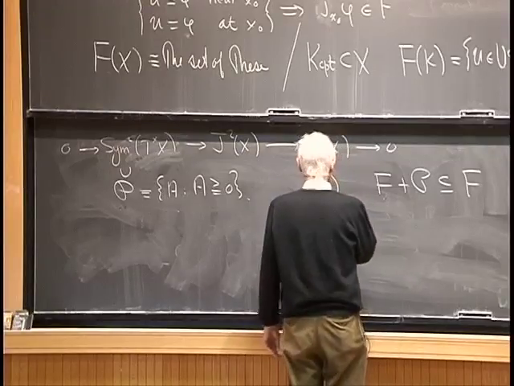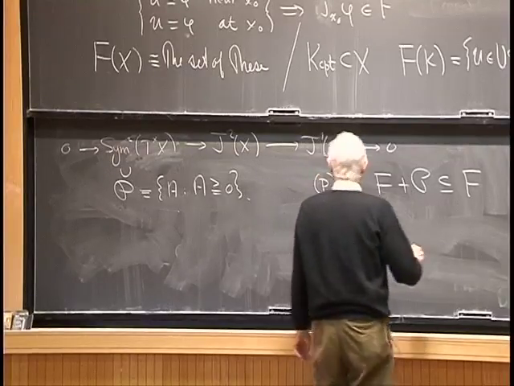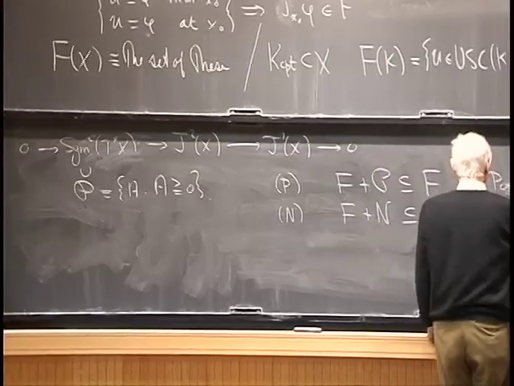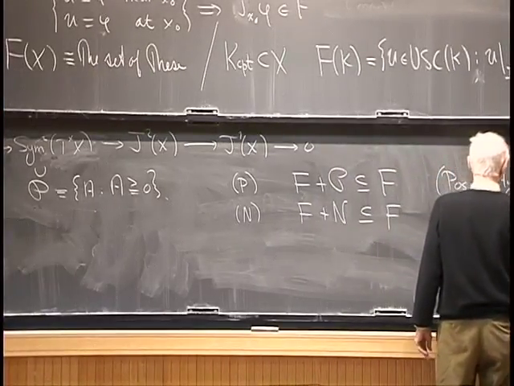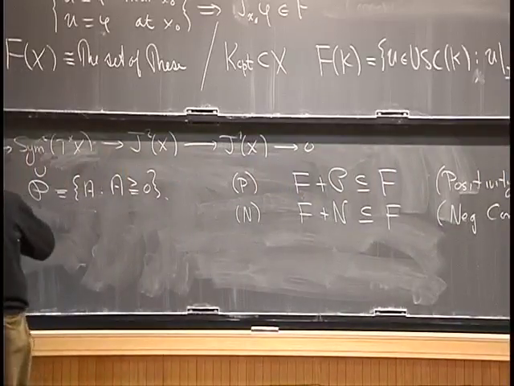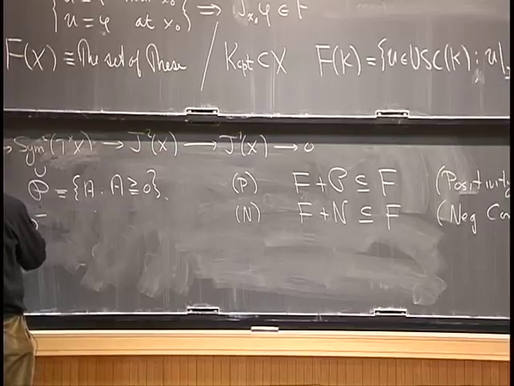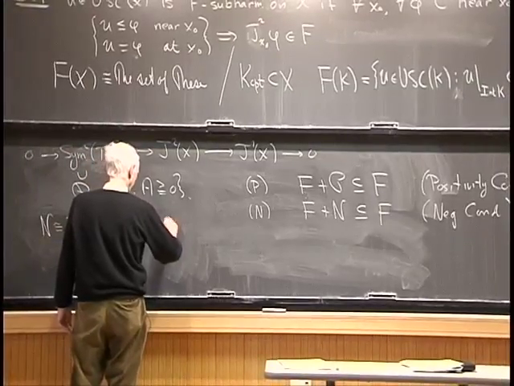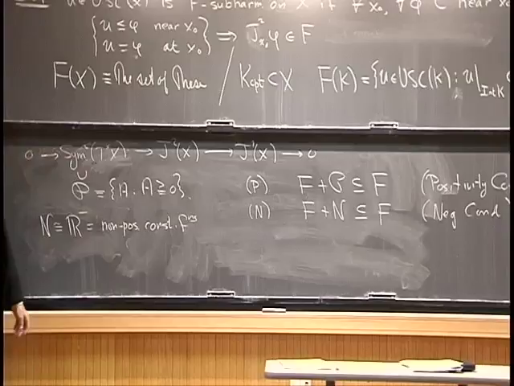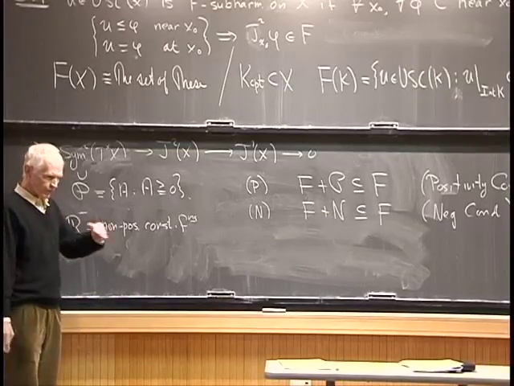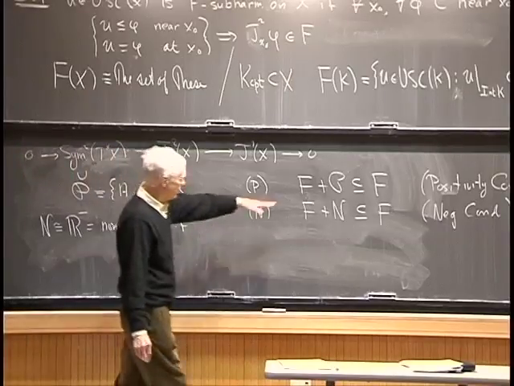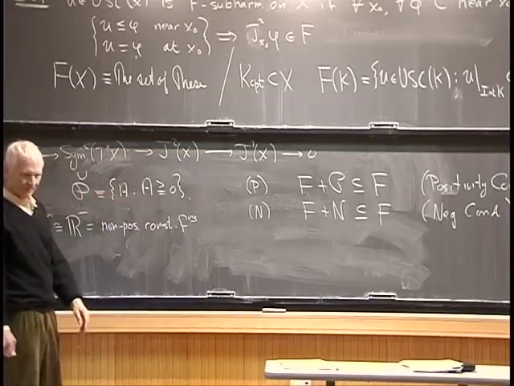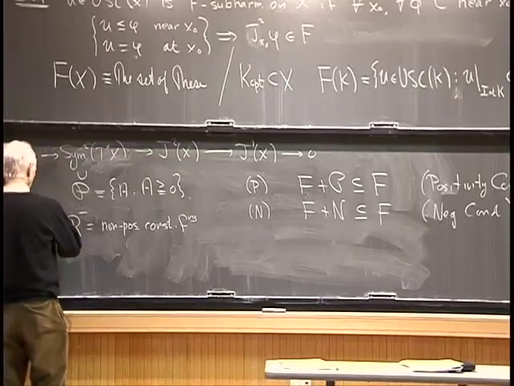Now, I'm going to require two other things in general. I'm going to require a negativity condition, which says that F plus N is contained in F, and N, this is a negativity condition. So I should tell you what N is. N, which at any point is just R minus, is equal to the non-positive constants. Non-positive constant functions. So what this says is that when you add a negative constant, that gives you a shift of F, you should stay in F. So actually, it's the jets of those. Right.